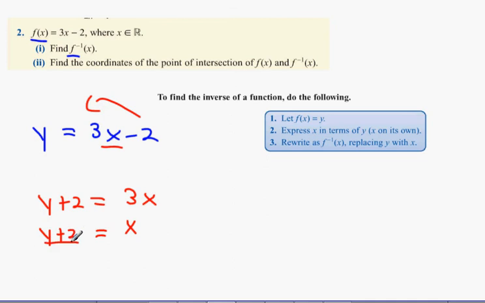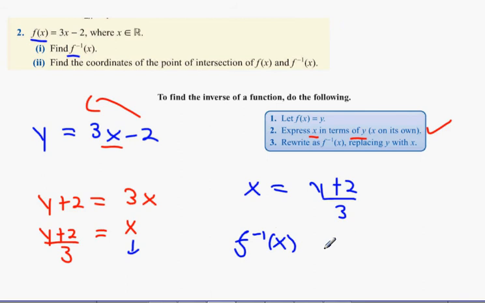Once you do this stage, express x in terms of y on its own. Done. Rewrite as f inverse x, replacing y with x. Replace x. What happens is, x turns into, can anybody tell me? X turns into f inverse x. Y turns back into x.